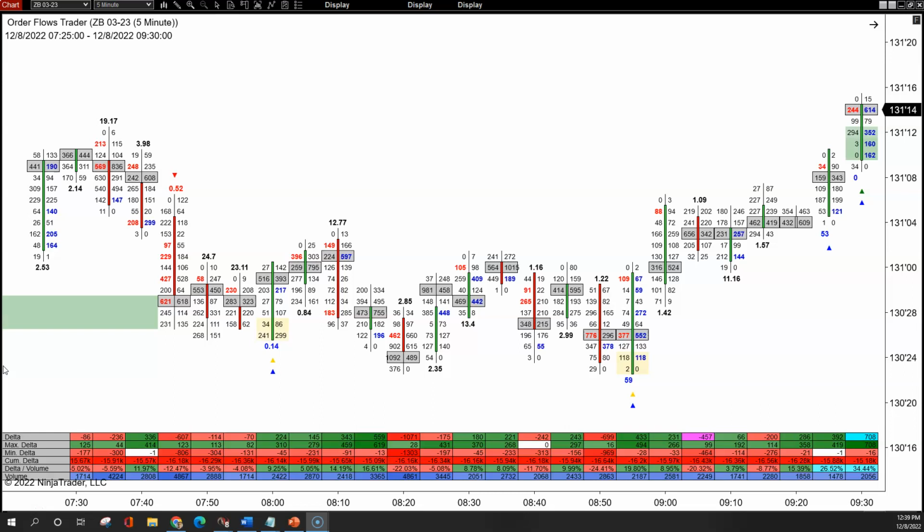Today I'll be talking about recognizing lows forming in the order flow and how you can take advantage of them. And today in the bonds, there was an interesting little sell-off, then a rally.